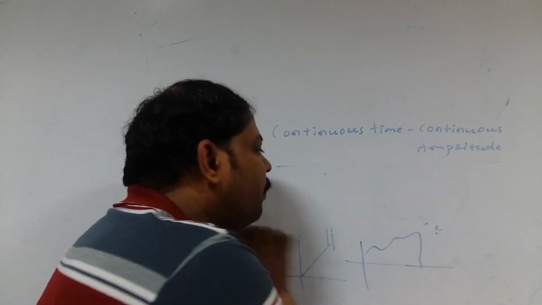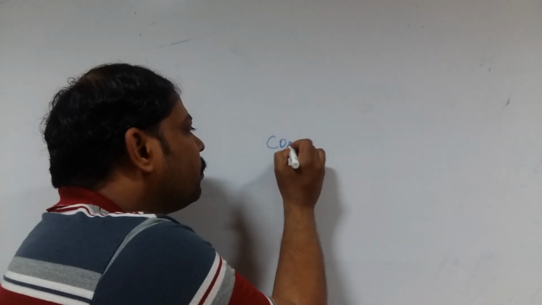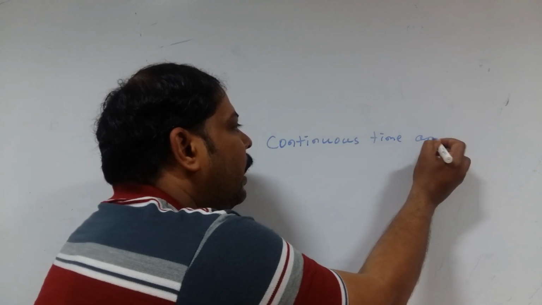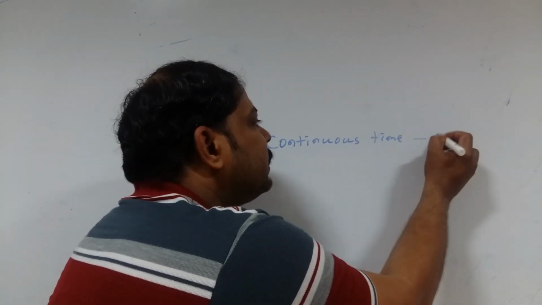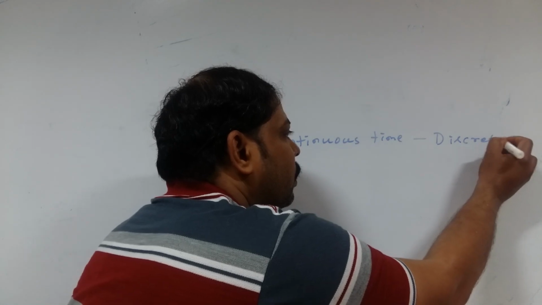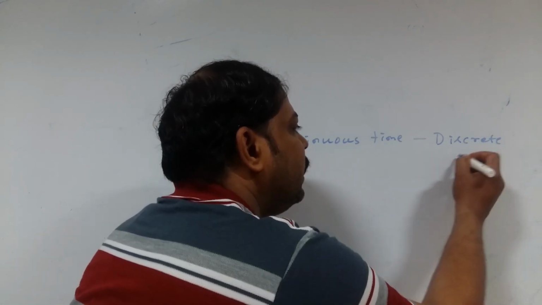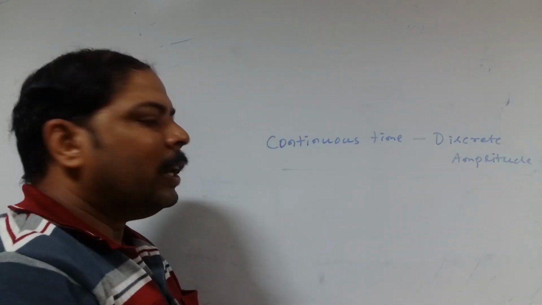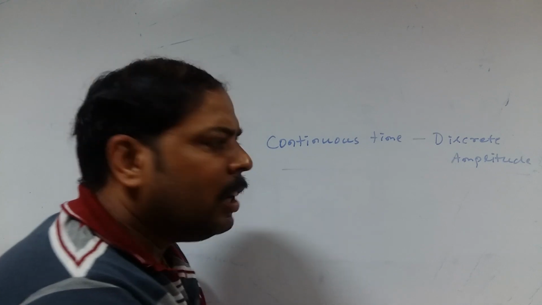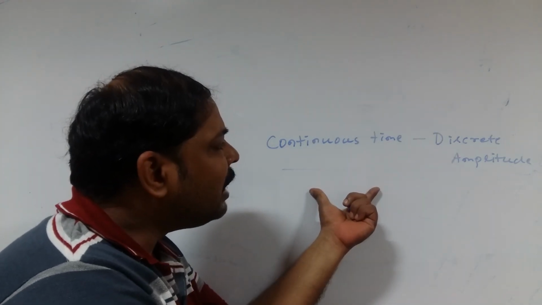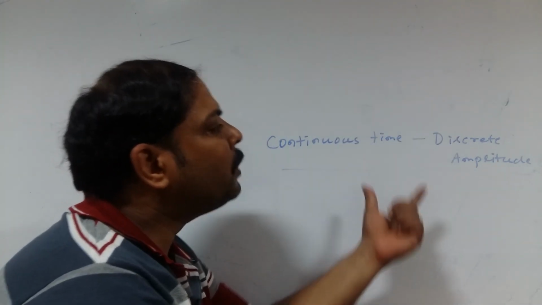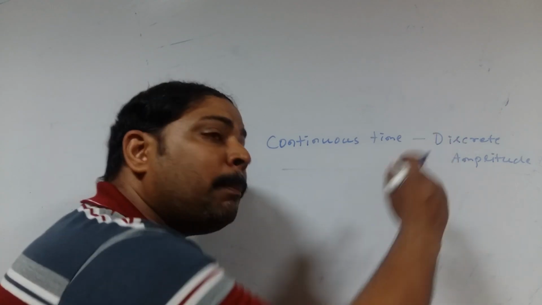Okay. So now let me discuss another one, that is your continuous time and discrete amplitude. See, what is a continuous time, discrete amplitude signal? From this it is understood that the signal is continuous in time as well as discrete in amplitude. Continuous in time as well as discrete in amplitude.